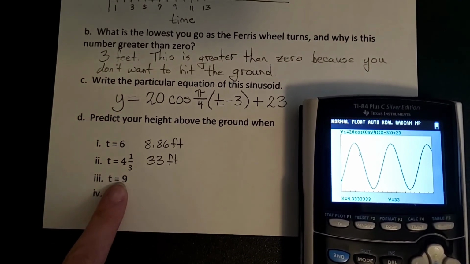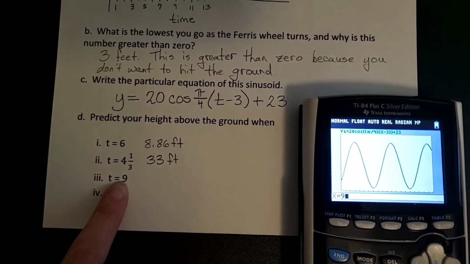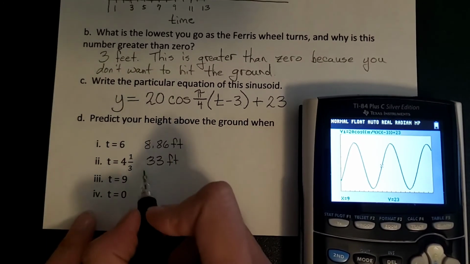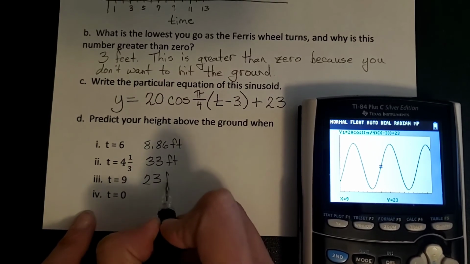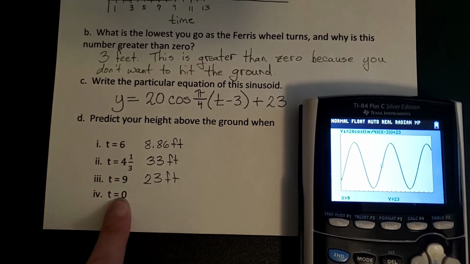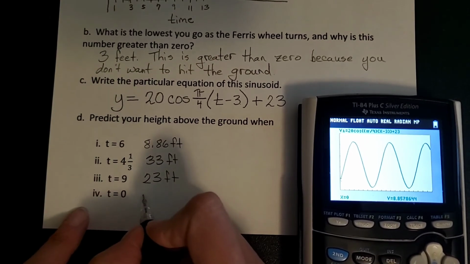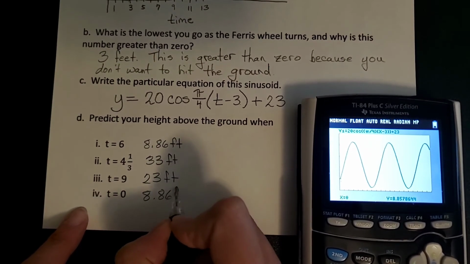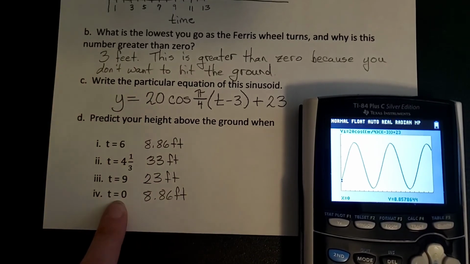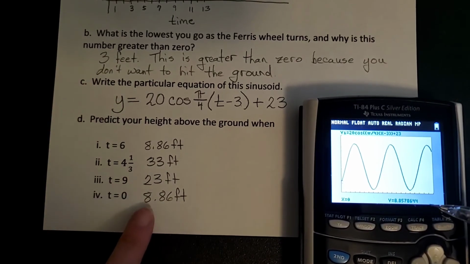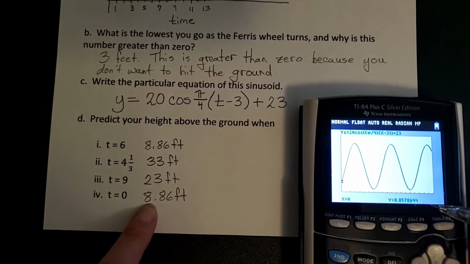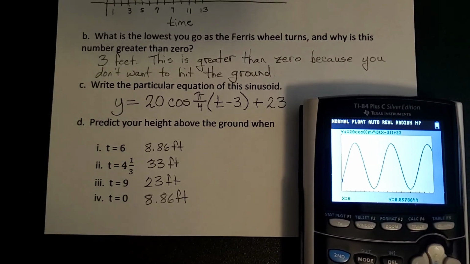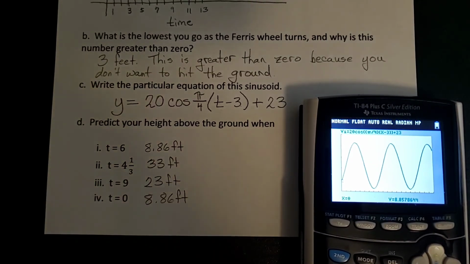All right. T equals 9. Put in a 9 there. Ooh, and we get a height of 23. And 0. Put in 0. 8.86. Hey, that actually is of interest because at time 0, that tells us our height off the ground when we started the ride. We were not the last cart to be filled. We were probably the second to the last cart to be filled before that ride started.